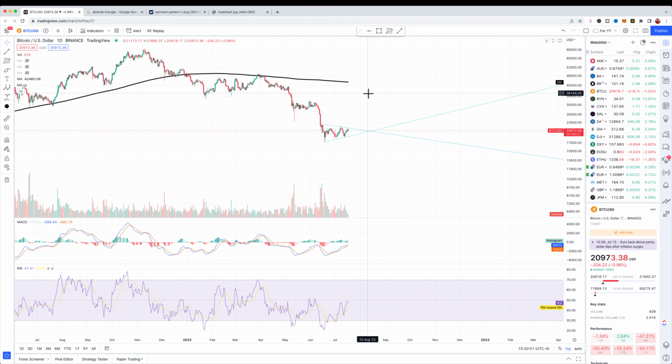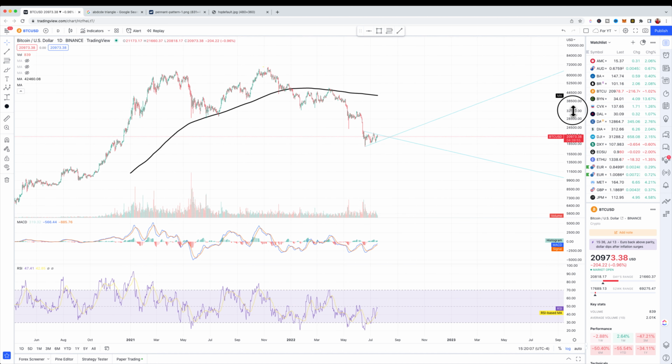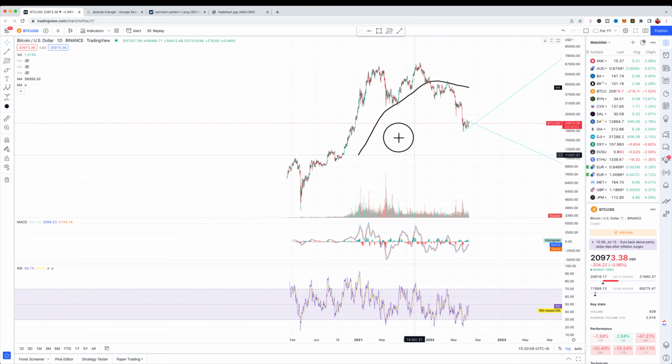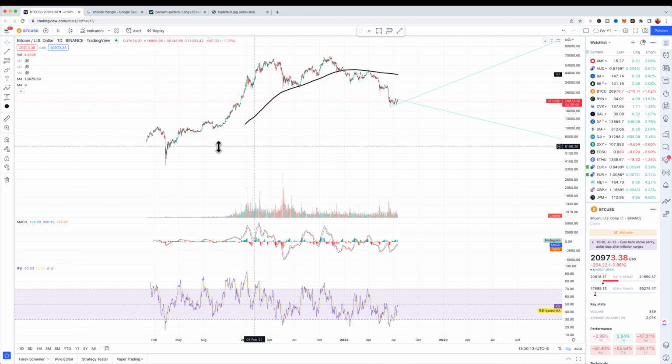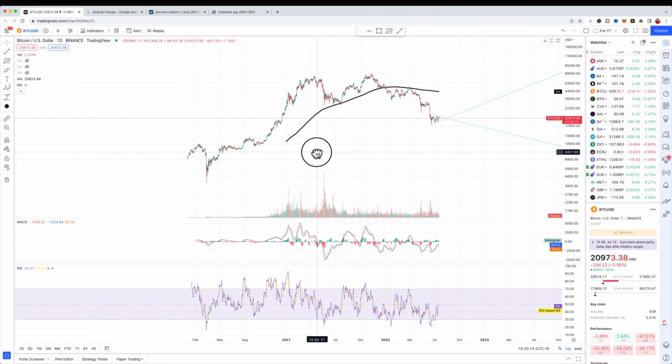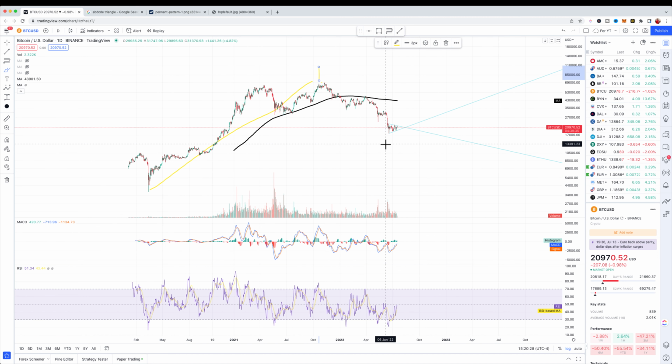So as I said, we've been in this long correction since November. And if we're talking about Elliott wave theory, this chart doesn't show it. We had basically a 5-wave move to the upside here to complete wave 1. And now we are in wave 2 to the downside.